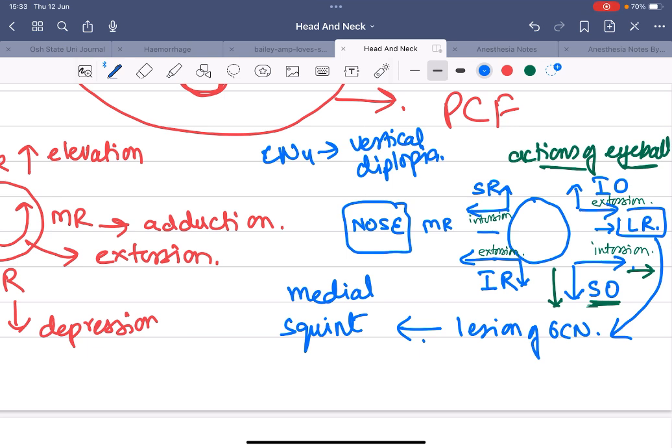So, three lesions you must say: cranial nerve 3 lesion, ptosis, dilated pupil, eye downward and outward. Cranial nerve 6 lesion, medial squint. Cranial nerve 4 lesion, head tilt to the opposite side of the lesion. These are some of the important points. I hope it is clear to all of you.